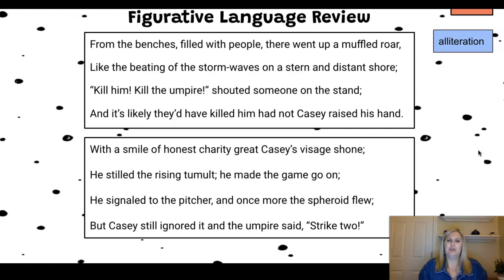He signaled to the pitcher, and once more the spheroid flew, but Casey still ignored it, and the umpire said, strike two.